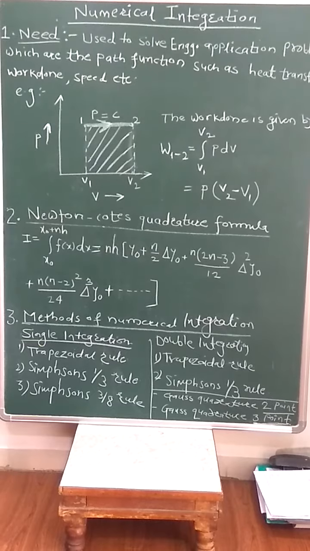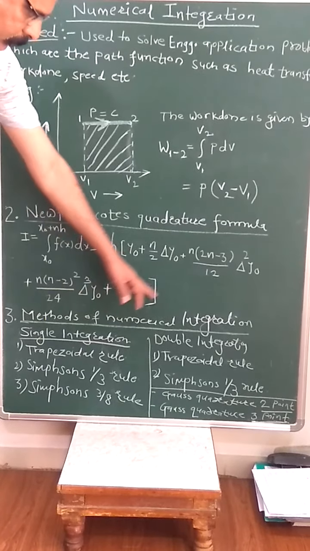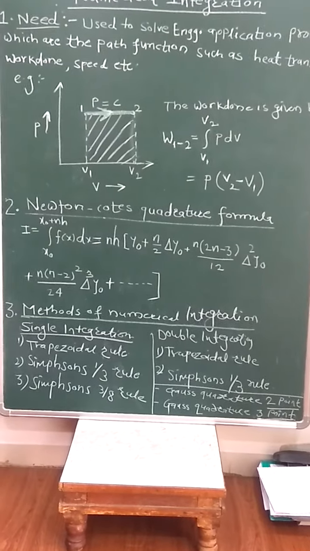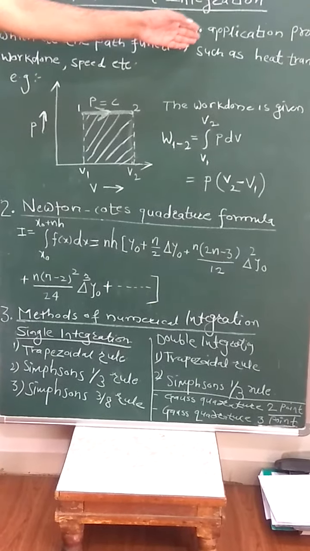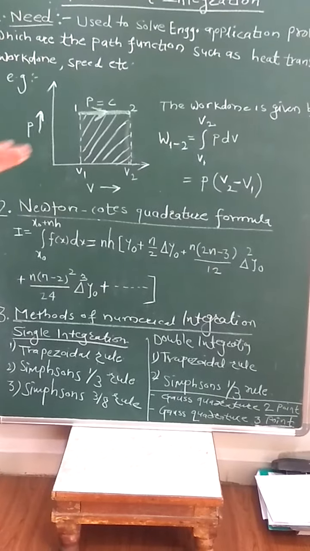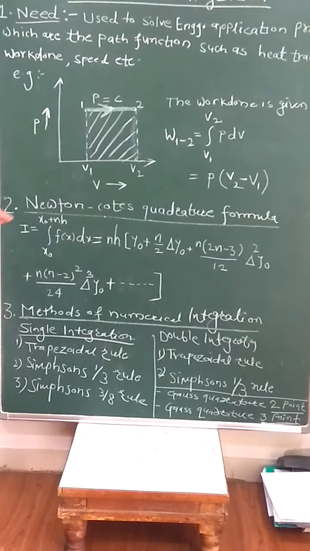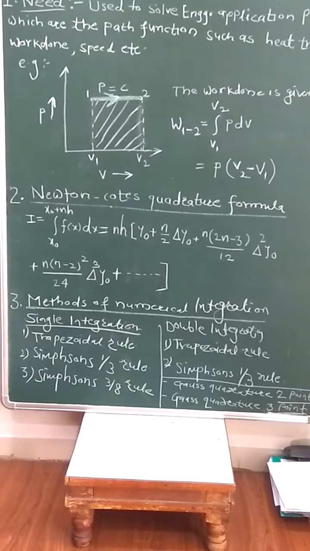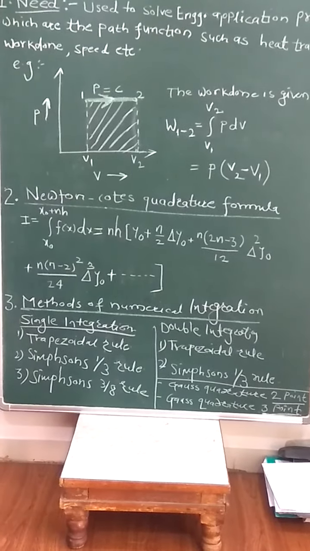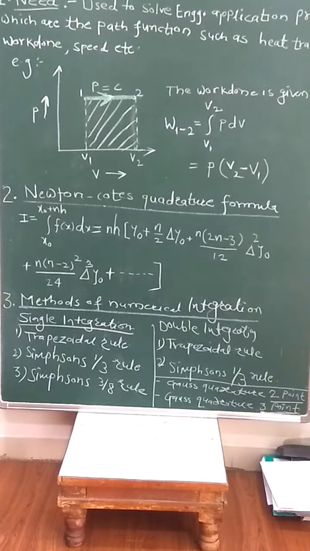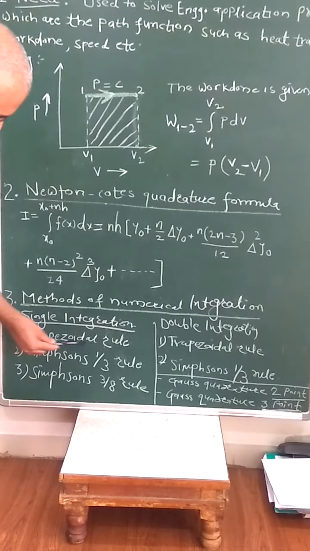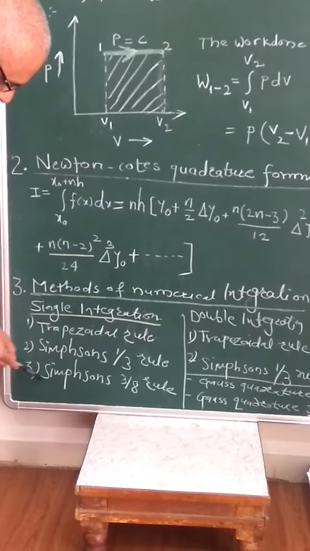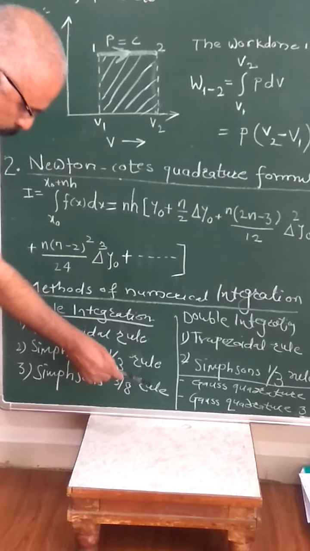Now the third point is methods of numerical integration. Various numerical integration methods are available to solve engineering application problems having path functions. These methods are categorized in three parts. First one is single integration. Three methods are there for single integration. First one is the trapezoidal rule. Second one is Simpson's 1/3 rule, and third one is Simpson's 3/8 rule.